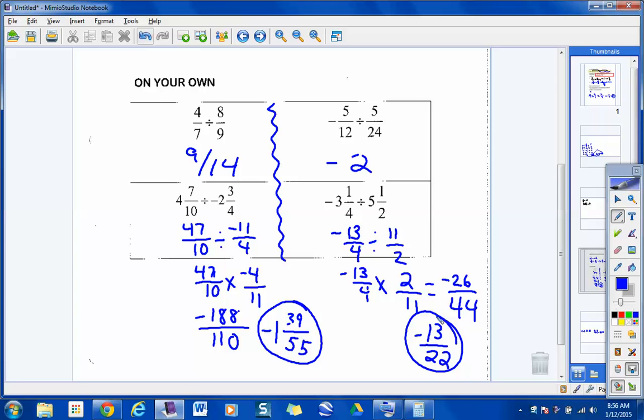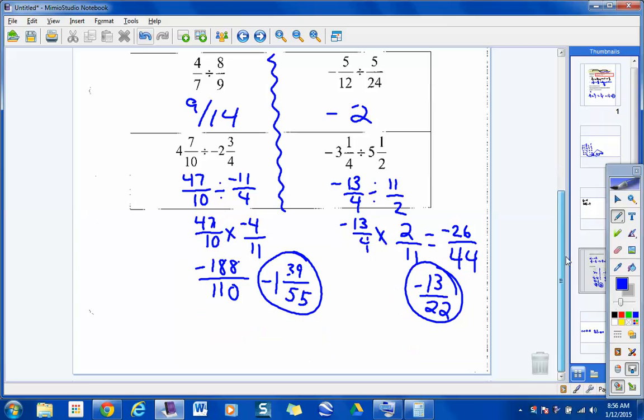Hey, I want to show you one last thing here. Maybe make a note at the bottom of this page. I'll try to squeeze it in here. Sometimes you'll see a problem that looks like this: 3/4 divided by 1/2 divided by 1/8.